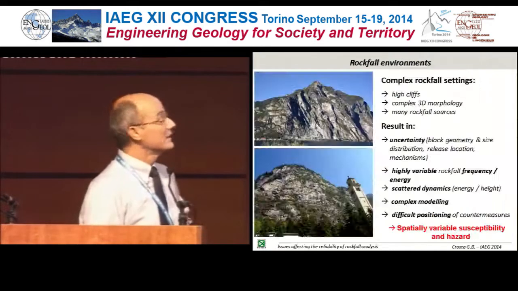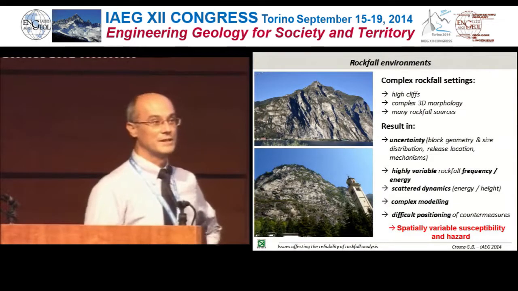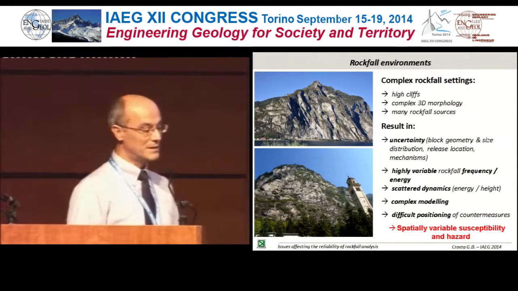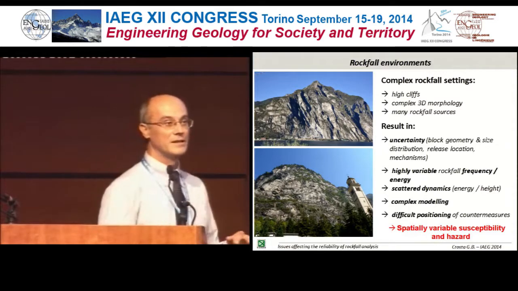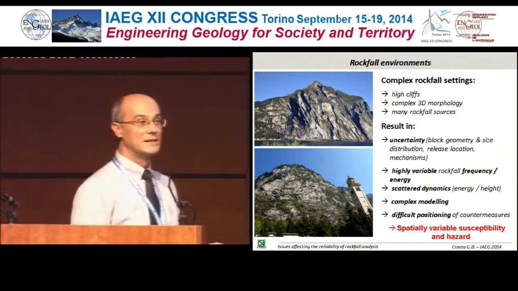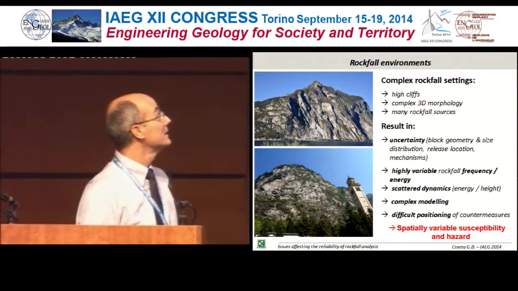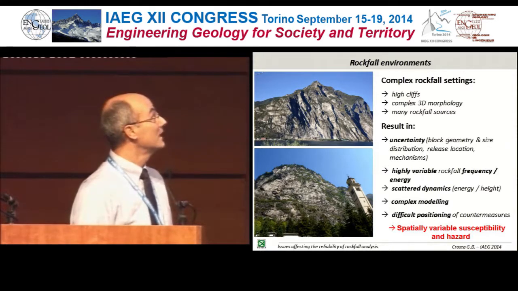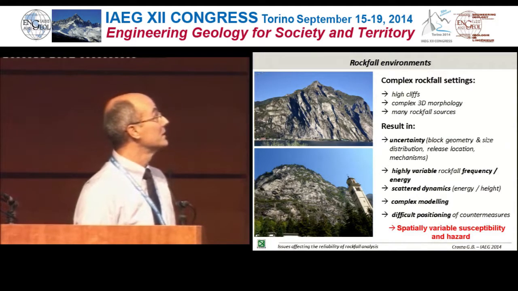So, okay, we know that rockfalls are usually occurring in quite harsh environments with high cliffs, very high roughness, complicated topography. The sources can be very diffuse on the terrain, so they can be also difficult to find and to map. And these result usually in a very large uncertainty, in most of the parameters and in most of the evidences of the rockfalls. So we will have also a high variable rockfall frequency and energy, and we will have a very scattered dynamics along the slopes.